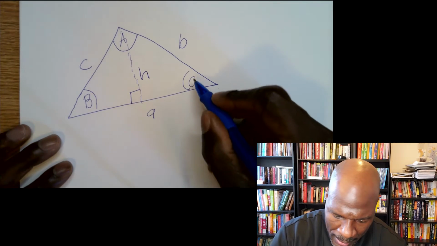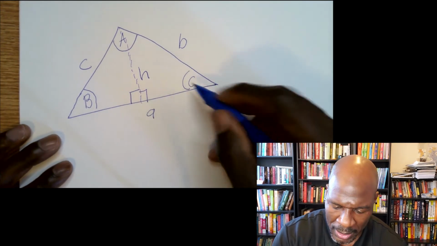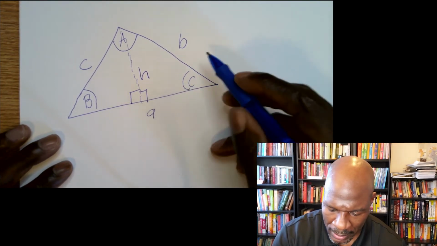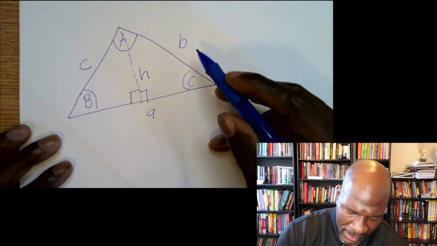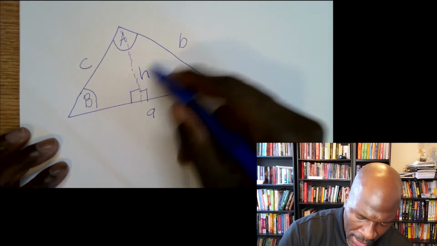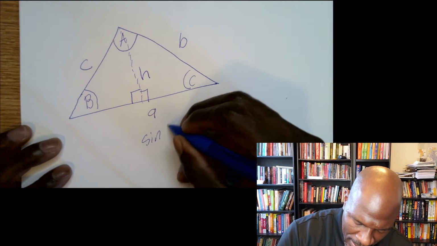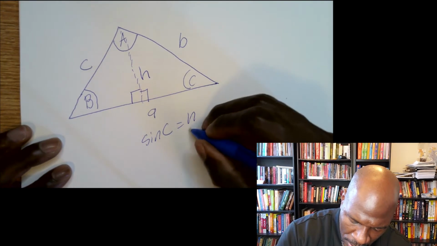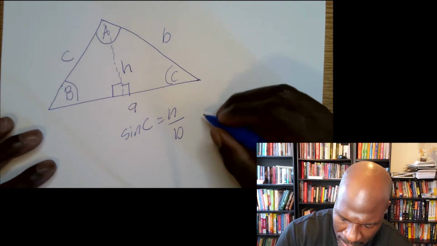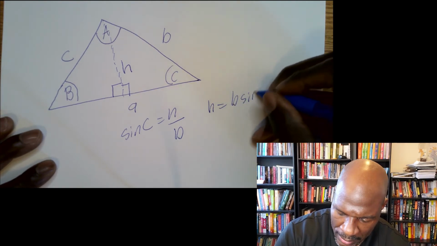Now, there's a right triangle here. This is perpendicular to the base, so I can use some right triangle trig here. And in fact, I can say that the sine of C, sine is opposite over hypotenuse, is H over B, which in turn means H is B times the sine of C.